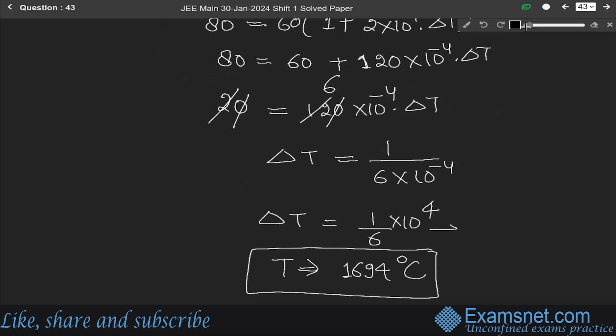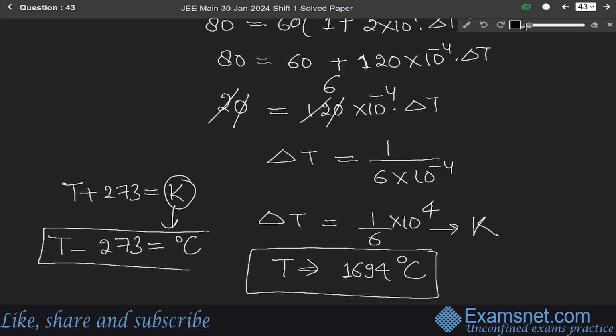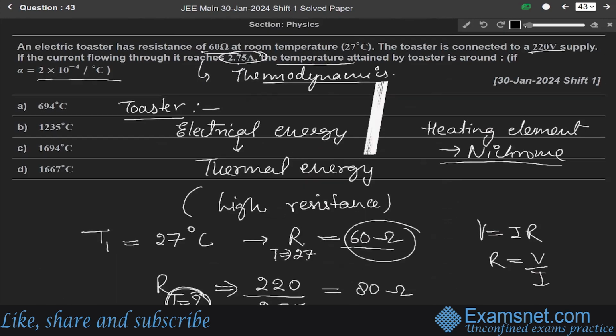Since this temperature will come in terms of Kelvin, let it be this temperature plus 273 in Kelvin. So converting this Kelvin into Celsius means my temperature minus 273, we will get it in terms of degrees Celsius. So the temperature comes out to be 1694 degrees Celsius. So the correct answer is option C.